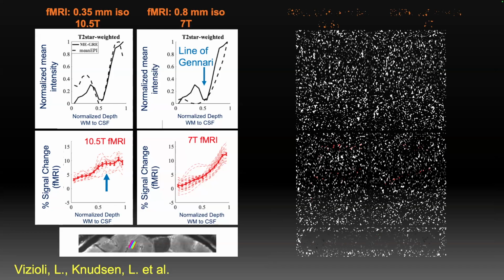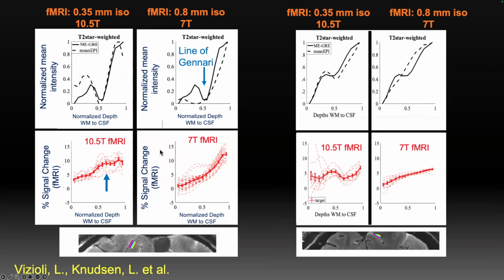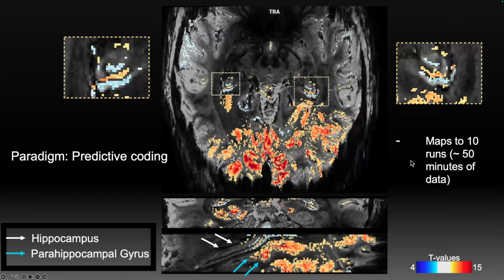And here's another subject. Again, you can identify from 10.5 Tesla where the middle of the cortex is because we can see the line of Gennari even in the fMRI EPI images. And at 10.5 Tesla, you see this bump, and you don't see that at 7 Tesla.